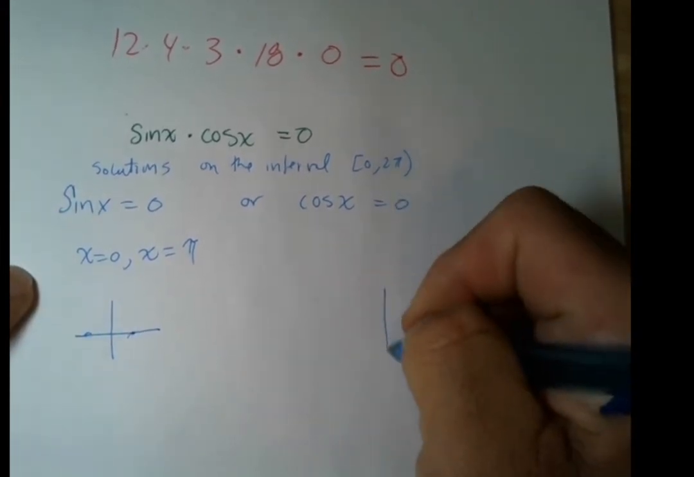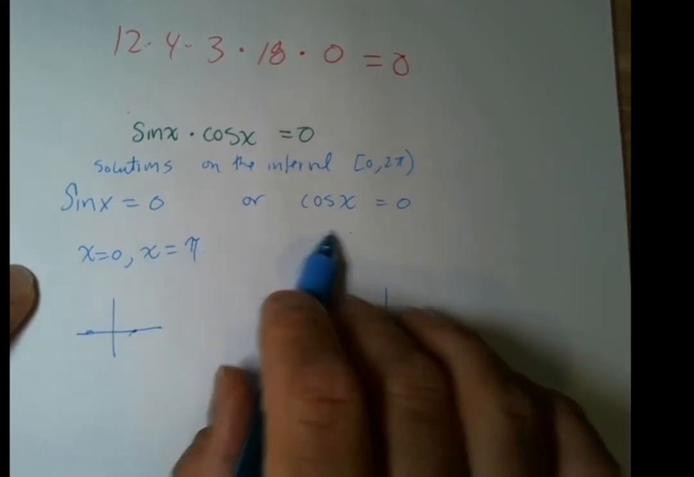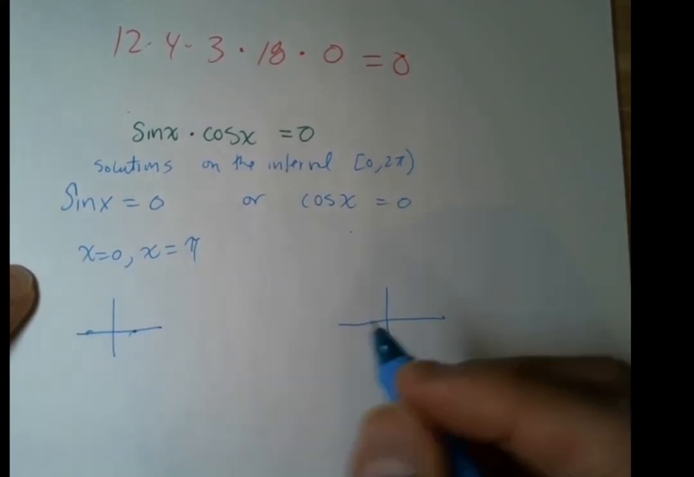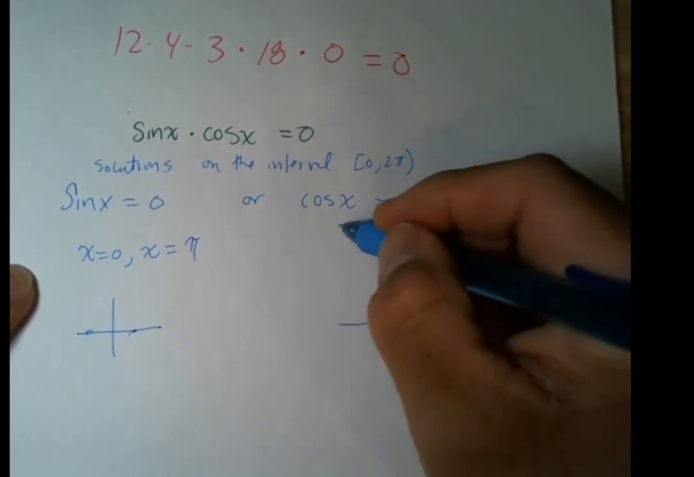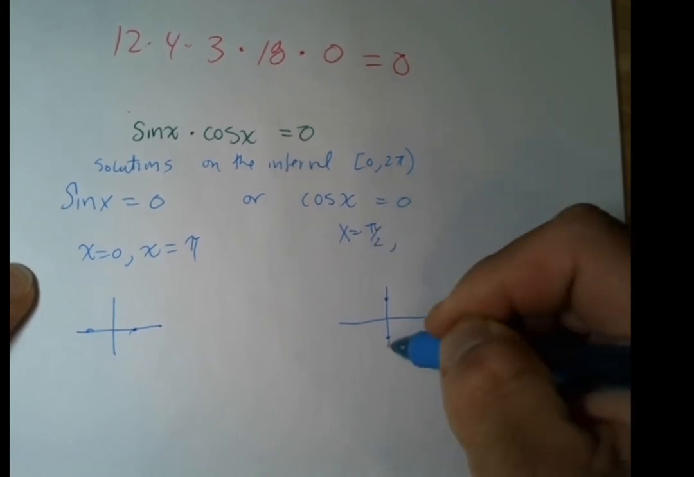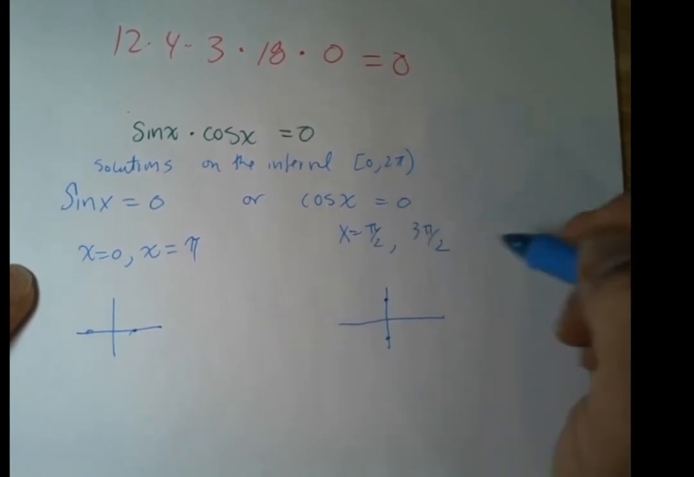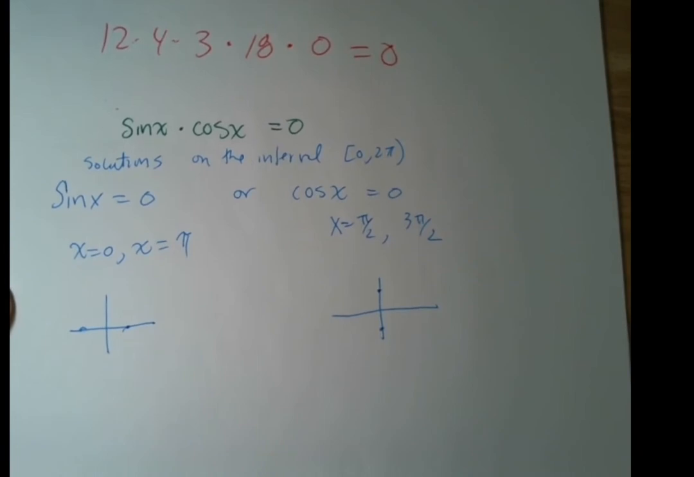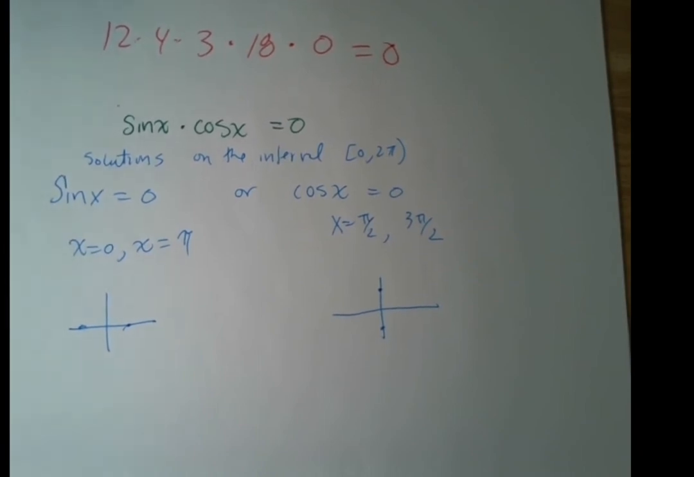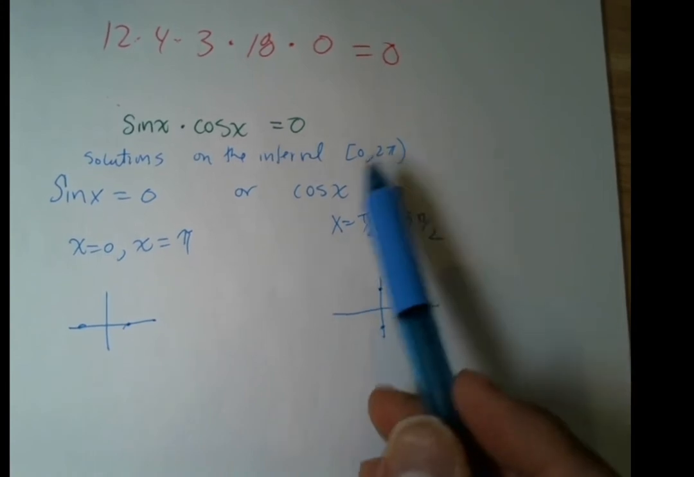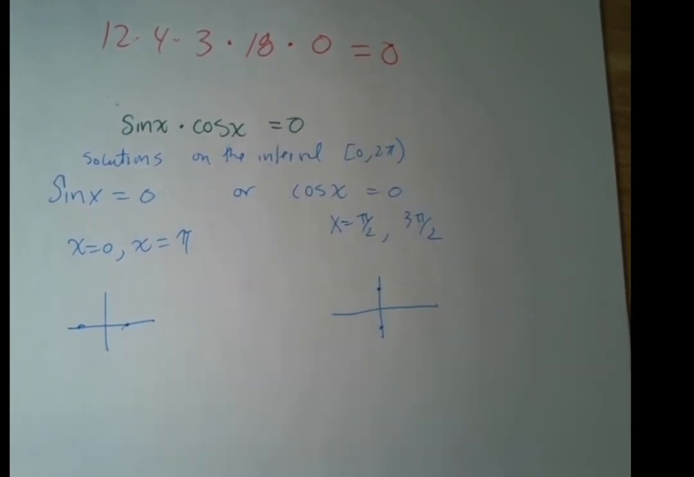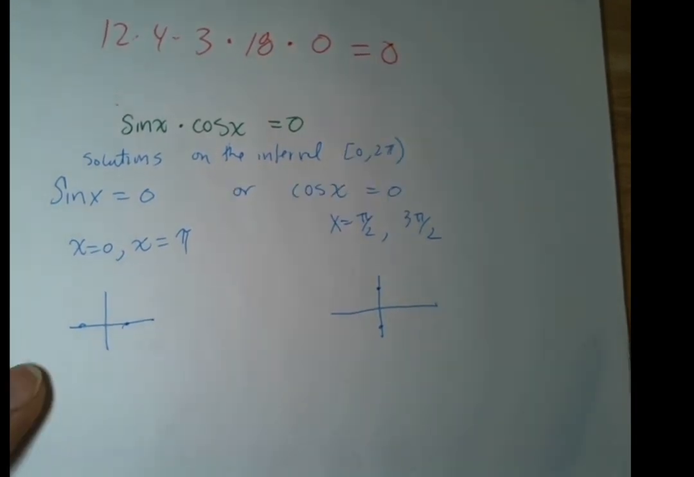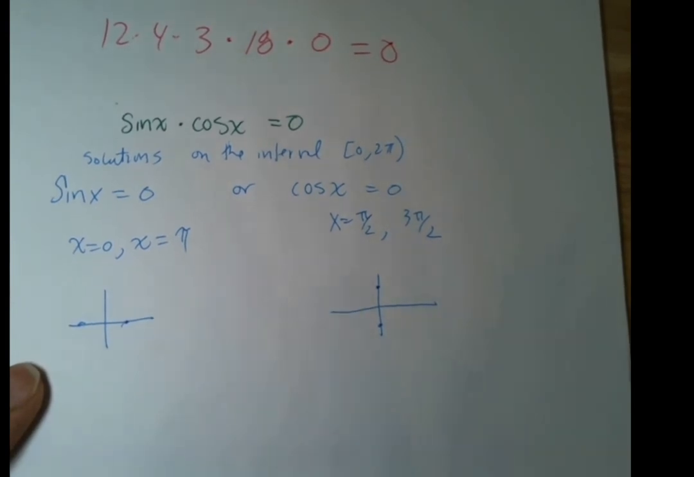Or when cosine x is equal to 0. Now we have equations that we solved when we first started solving equations, using our unit circle. Cosine x is 0, again at quadrantal angles. In this case, x is pi over 2, or x is 3 pi over 2. At those values the cosine is 0, and that would make our original equation true. And that's it. Those are the only values in between 0 and 2 pi where we get a true statement.